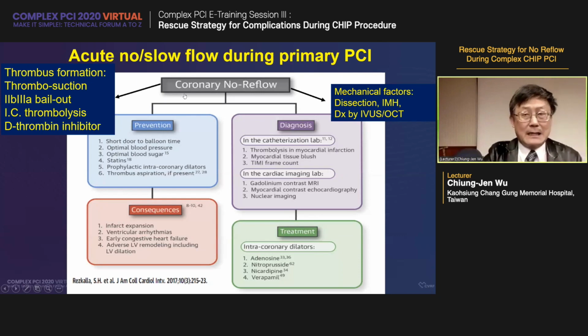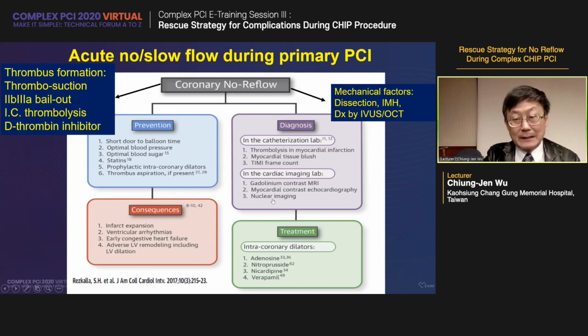And here, I borrow from the Czech intervention regarding the acute no-reflow phenomenon that has a lot of mechanisms. One of the mechanisms is due to dissection, so probably you have to do imaging-guided treatment using IVUS or OCT. But like this patient, we have thrombus formation. So thrombosuction, 2B3A bailout, or intracoronary thrombolysis might be another option, or a direct thrombin inhibitor would be another option. But prevention is very important. I think like this case, we have to prevent in the first place.